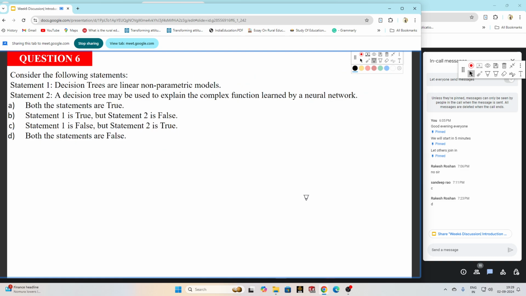So let's move on to the next question. Consider the following statements. Statement 1: decision trees are linear non-parametric models. Statement 2: a decision tree may be used to explain the complex function learned by a neural network. Option A, both the statements are true. Option B, statement 1 is true, but statement 2 is false. Option C, statement 1 is false, statement 2 is true. Option D, both of the statements are false. Any guesses for this?